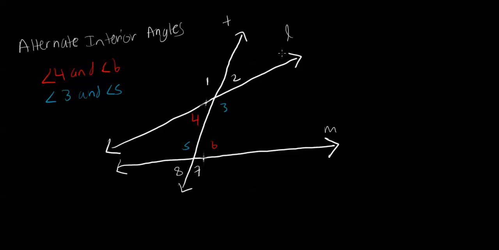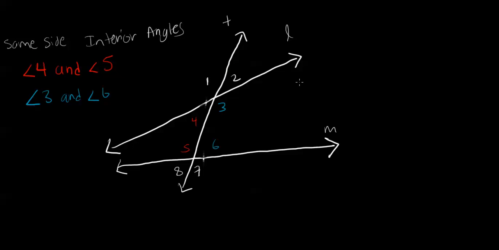So the first one's going to be alternate interior angles. Alternate interior angles are non-adjacent interior angles that lie on opposite sides of the transversal. So if we look in the interior, first of all, because it's alternate interior, we know it's going to be 4, 3, 5, and 6. And because it's alternate, 4 and 6 are alternate interior angles. They're on alternate sides of the transversal. And then 5 and 3 are alternate interior angles because they are on opposite sides of the transversal and non-adjacent, which means they're not next to each other.